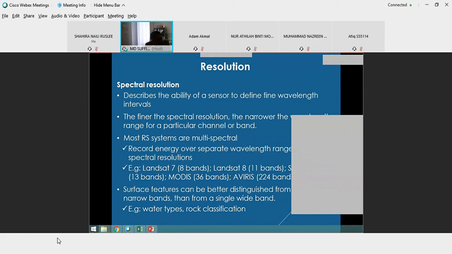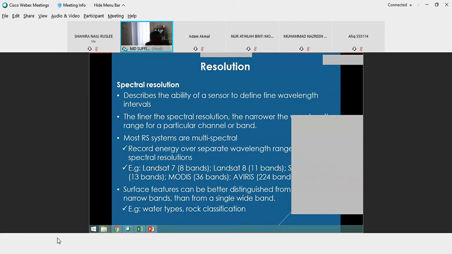So for example untuk pigment kita tahu dia absorb in the blue and red. In the blue it absorbs at 443 nanometer. So kalau you punya band tu berada di antara katakan 440 sehingga katakan 450, it's a very narrow band. So it gives a lot of information about the concentration of pigment.